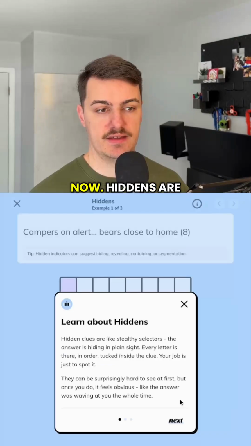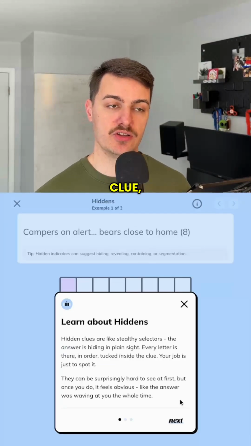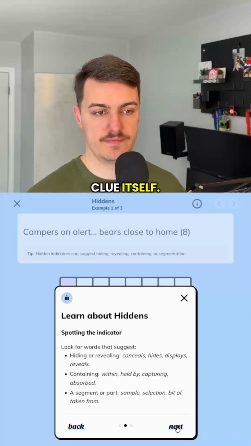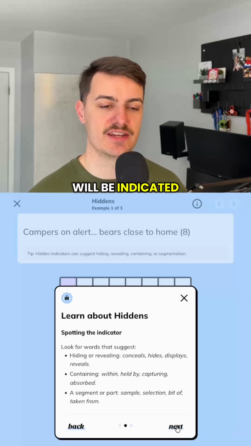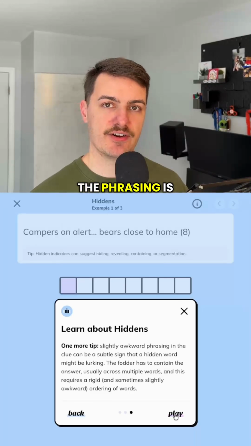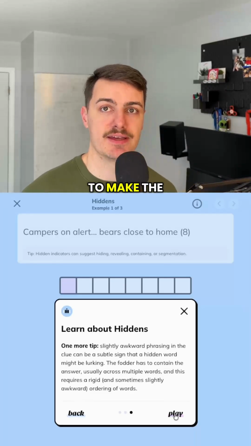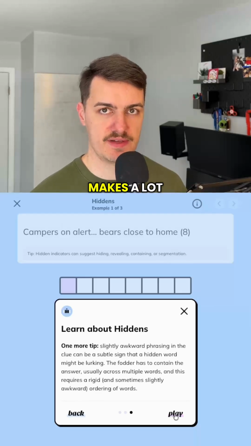We'll look at hiddens now. Hiddens are normally where the answer is hidden in the clue itself. There are a lot of different types of ways that this will be indicated to you. You can read here. And the phrasing is normally a little odd because they have to make the clue fit, so the words aren't going to make a lot of sense sometimes.